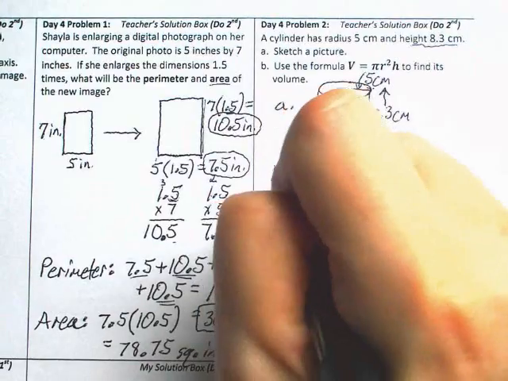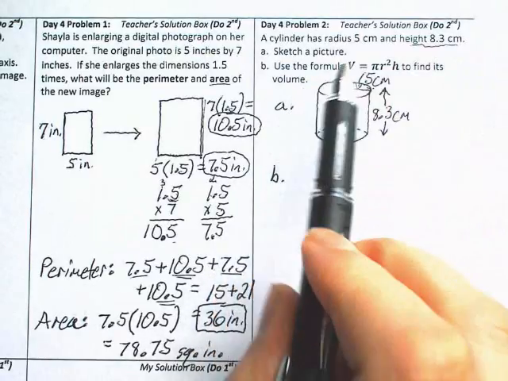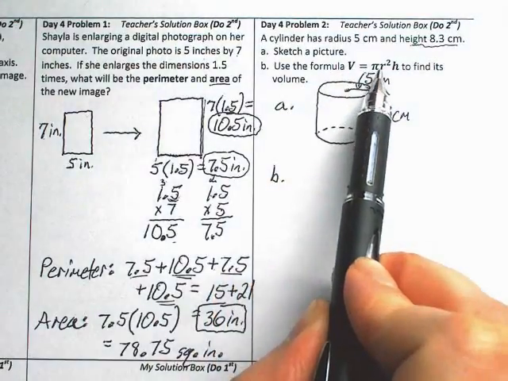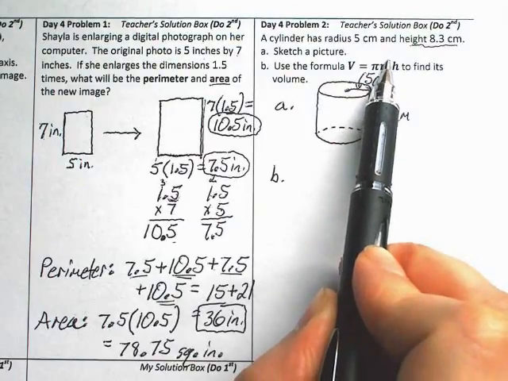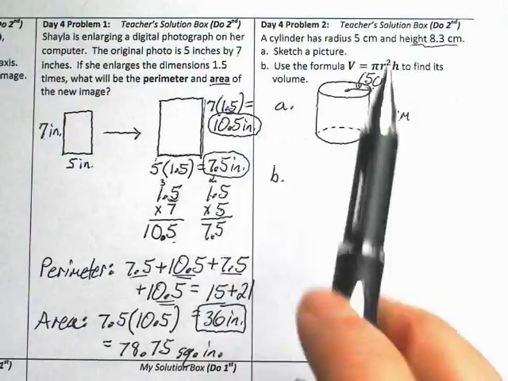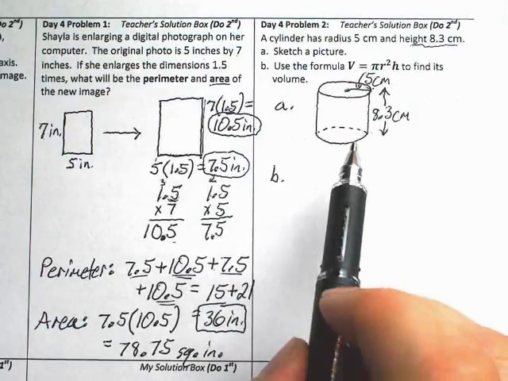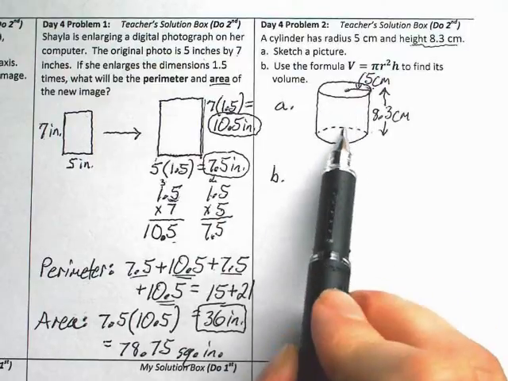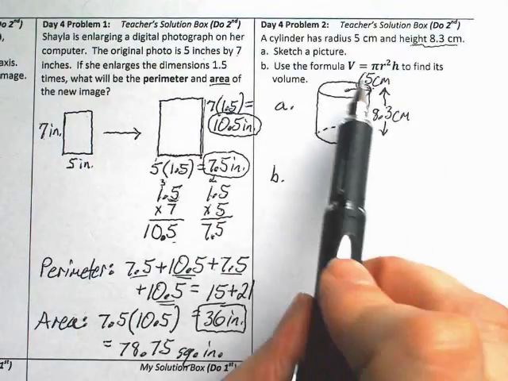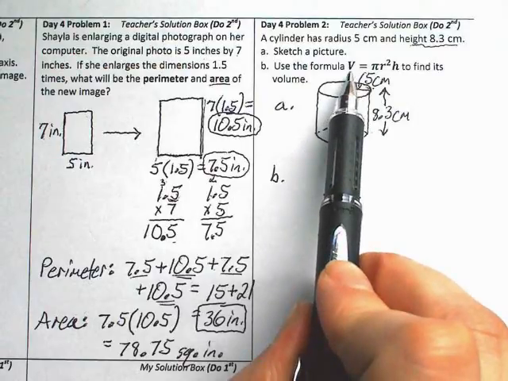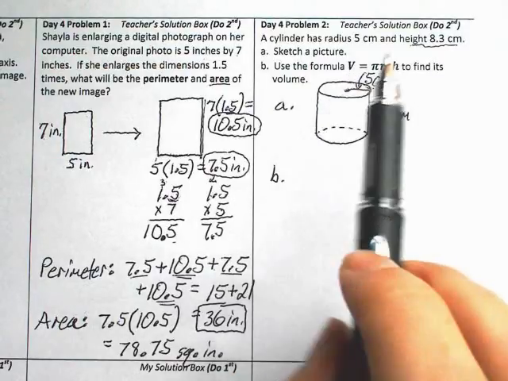Now part B. Use the formula V equals pi times r squared times h to find its volume. We are asked to find the volume of this cylinder. How much space is contained within that three-dimensional object called a cylinder? And we're given the formula that we can use to do that. The letter V represents volume. That's what we're asked to figure out.